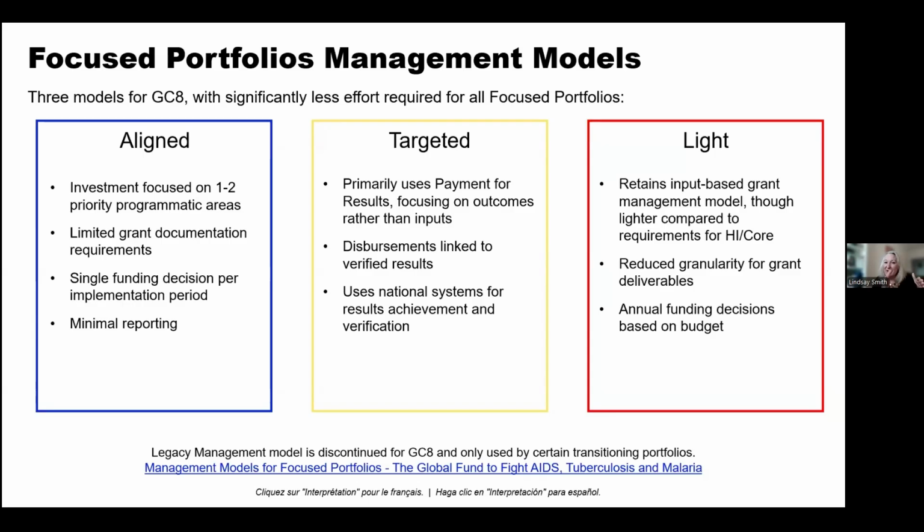And yet we still have that further differentiation, according to the context of the country and the status of the program and the grant in that country. And we've identified for the aligned management model to just have a very few programmatic areas with very limited documentation for that. And you'll hear more about that as we get into the details of what's required to be submitted for the funding request package.